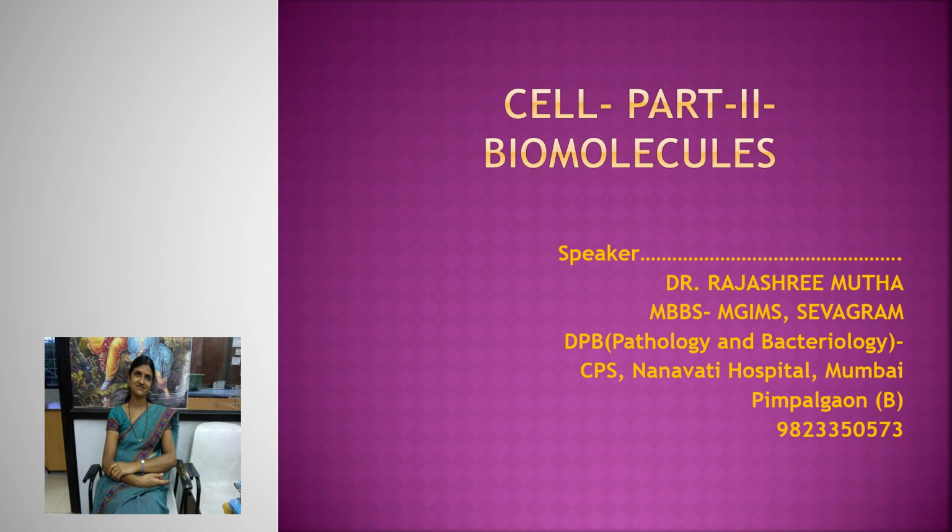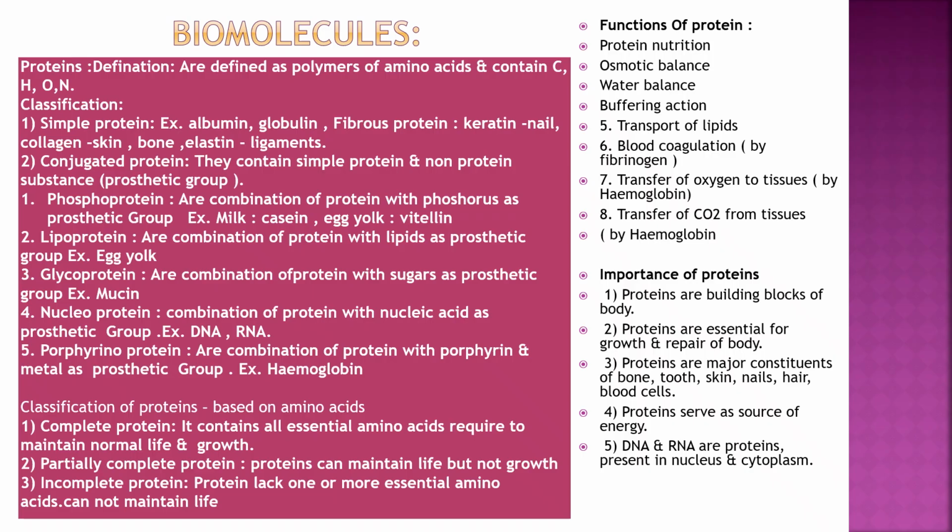Let's study cell part 2, biomolecules. Biomolecules, one is proteins. They are defined as polymers of amino acids and contain carbon, hydrogen, oxygen and nitrogen.